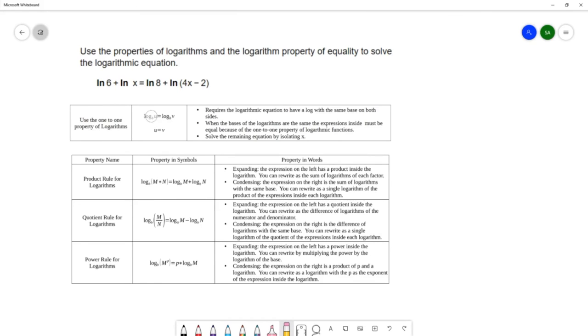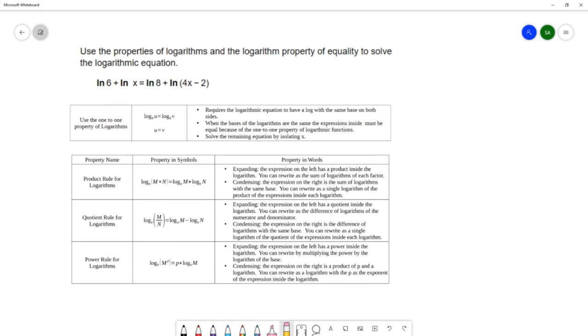What this property says is that if you have log base b of u equals log base b of v, so that means you have the log with the same base on both sides, then what's inside the log on the left must equal what's inside the log on the right. So it allows you to simplify your equation to no longer having logarithms in it.